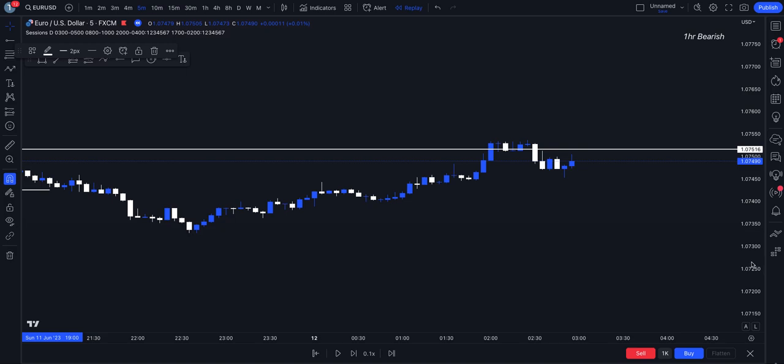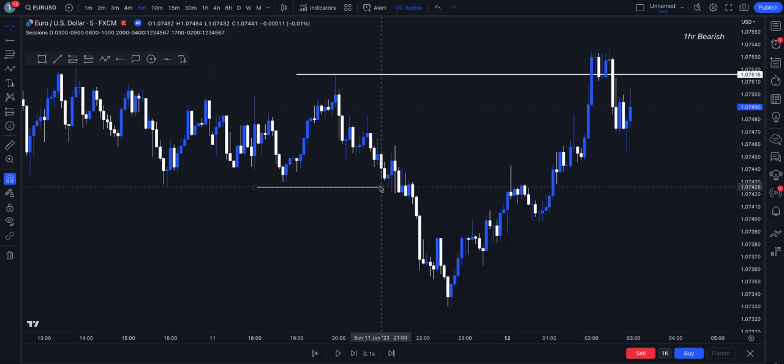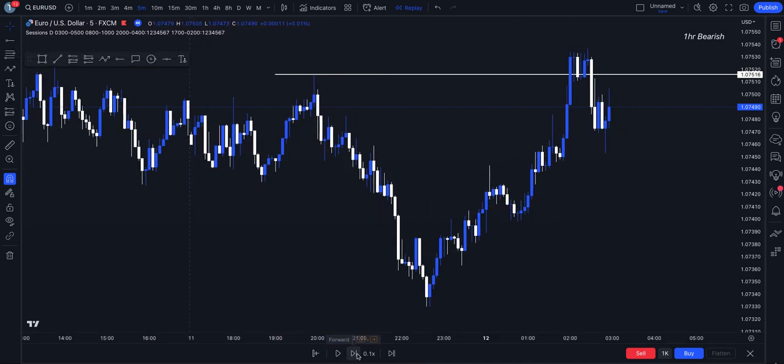Okay, so right now this is what we're dealing with here. So this is the 5 minute. We see the break of structure on the 1 hour down here to validate our selling. Okay, and now we just play it and we just wait for it to play out.